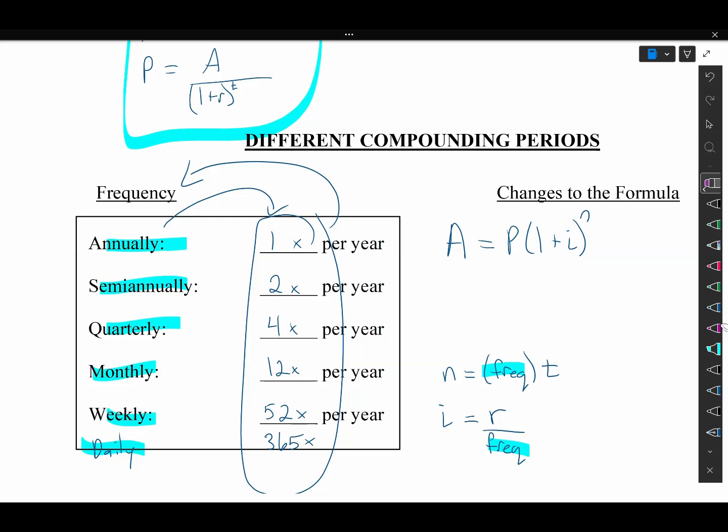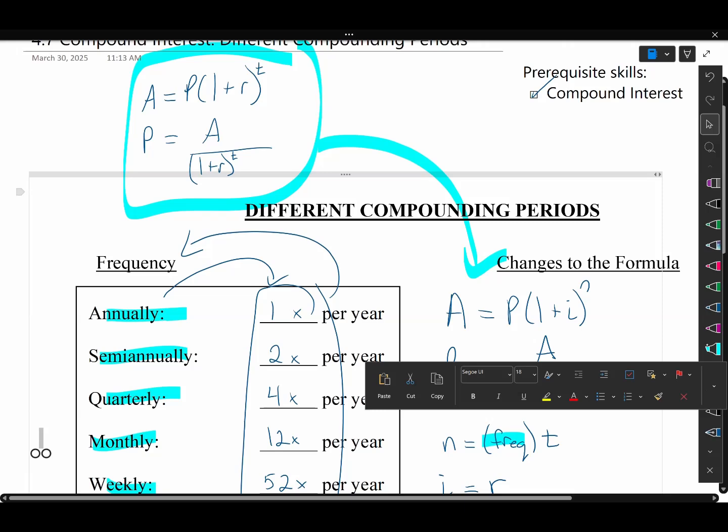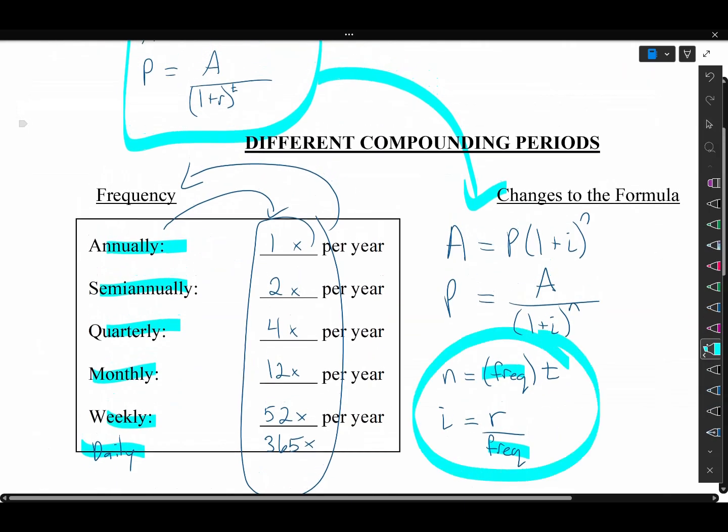Now, if we're working with these, we're going to also need to adjust our second equation. We'll work with our P, which is principal, is equal to the amount divided by 1 plus I, where we're making the same changes as before, to the power of n. And I'm hoping you can appreciate the differences here are minimal. We're just using some slightly different letters in the places, and we're going to be performing some extra steps to find these n values and I values.